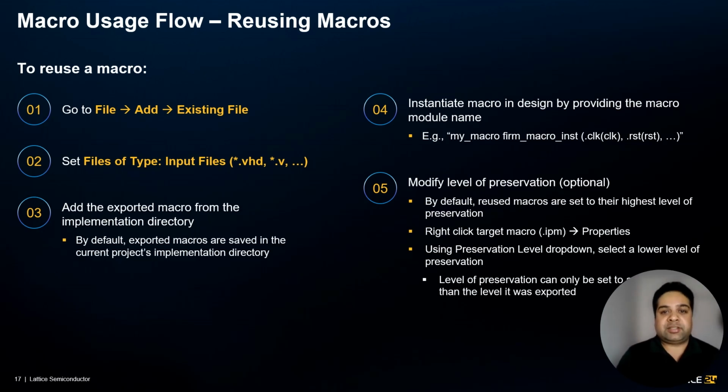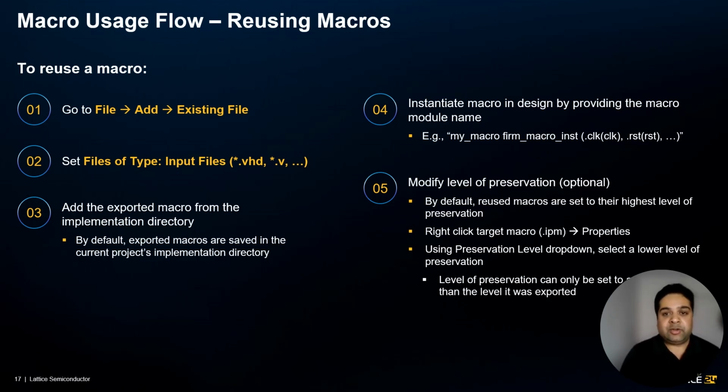Previously, we discussed how to export macros for reuse in other designs. Now let's move on to show you how you can reuse these exported macros in your project. To reuse a macro, you need to follow these steps. Add the existing macro file. You can go to the files, add existing file into your design software, instantiate the macro in your design by providing the macro module name, and you can also optionally modify the level of preservation.